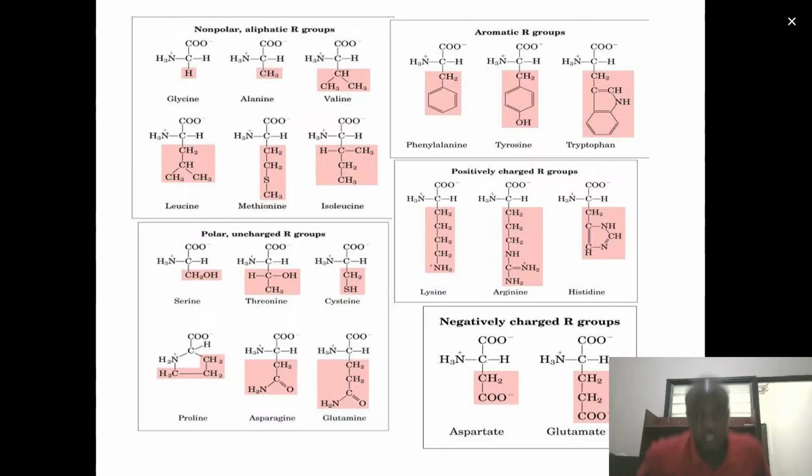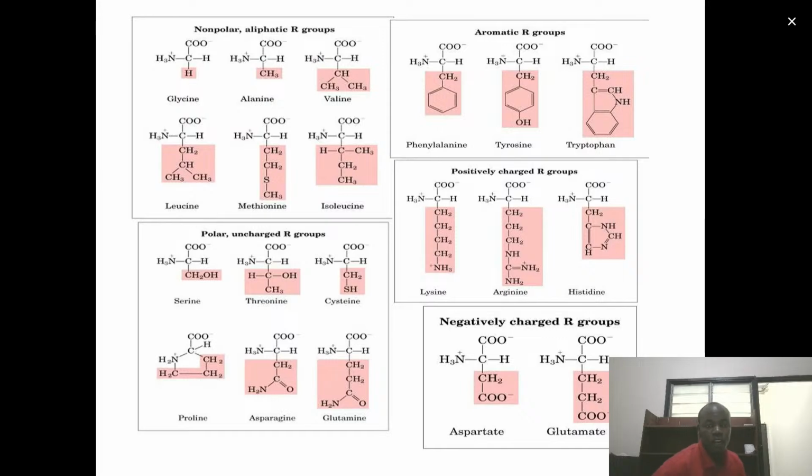So ladies and gentlemen, you should never forget this actually. Whenever we are talking about amino acids, there are amino acids that have aromatic group. And what are the amino acids that have aromatic group? We have phenylalanine, we have tyrosine, and we have tryptophan.